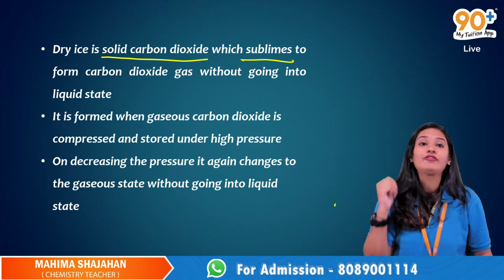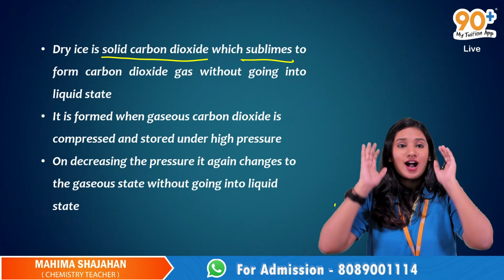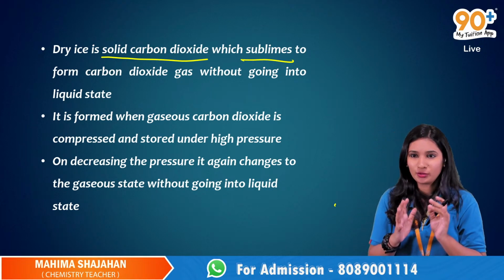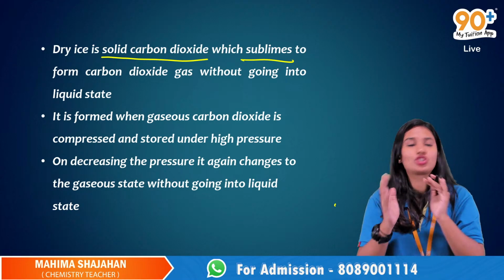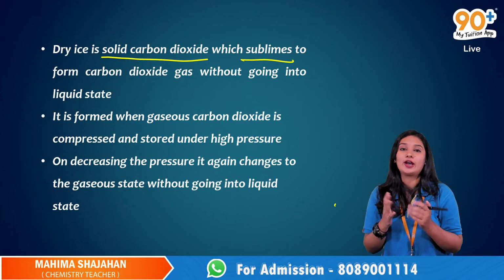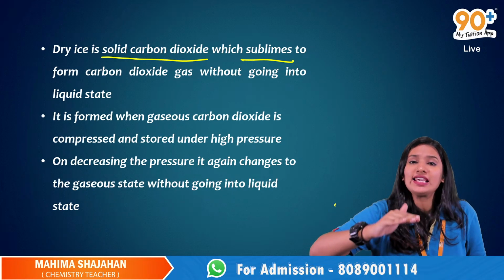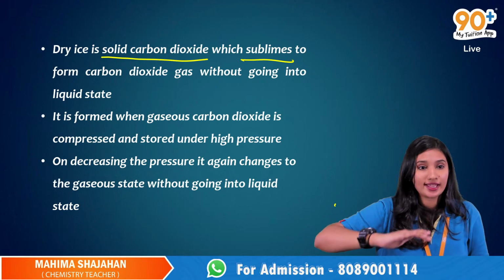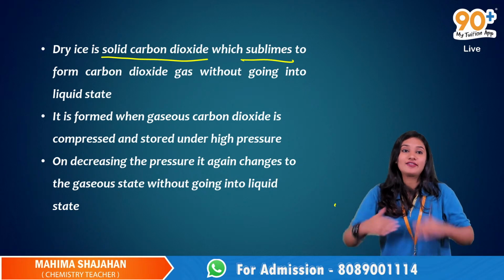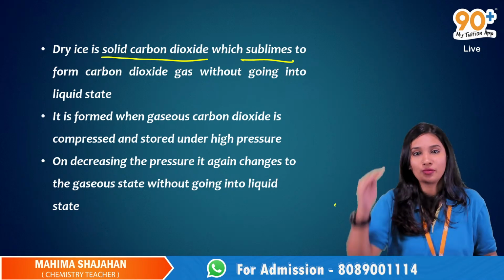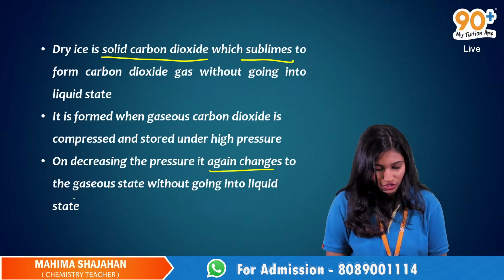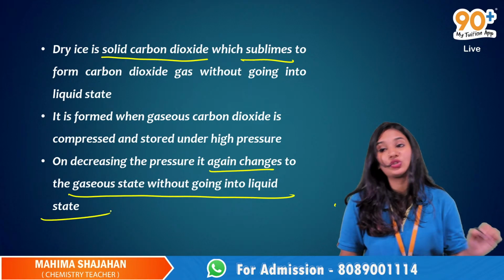Okay. Now, how is it formed? We take carbon dioxide gas and compress it under high pressure. We store it compressed at high pressure. So it will get converted into solid. Now, when we slowly decrease the pressure, it will convert into gaseous form. But they change into gaseous form without going into the liquid state.